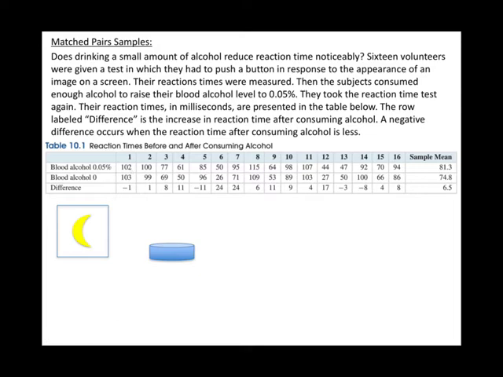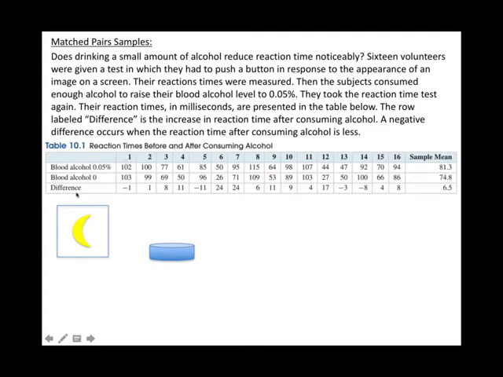It doesn't make sense, right? Normally when you consume alcohol, your reaction time should be slower. But this guy, after he consumed the alcohol, his reaction time is faster. The second volunteer does the same thing. And you can see we have two sets of data. You could think about it as just like the before and the after. Both of the data come from the same subject.